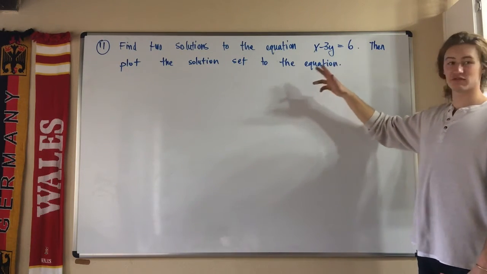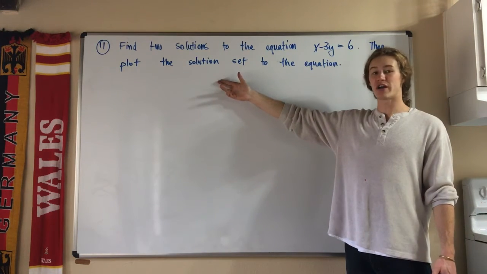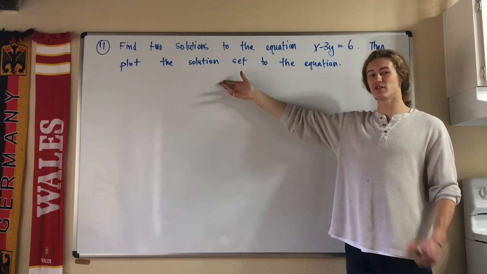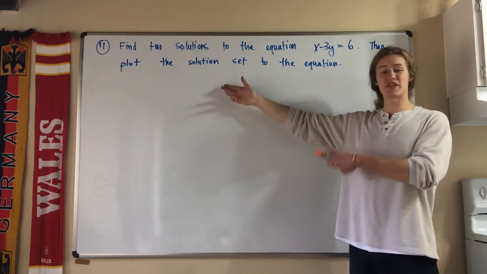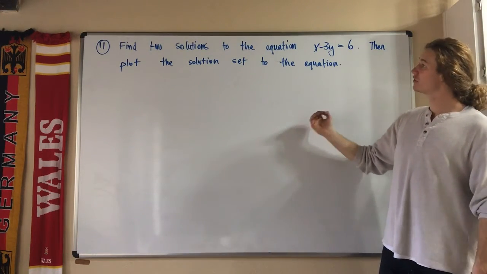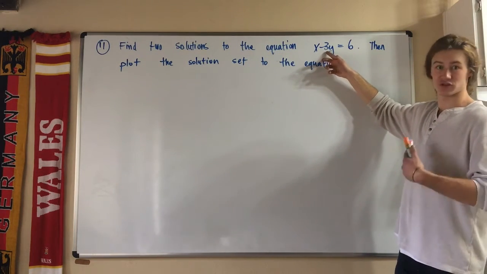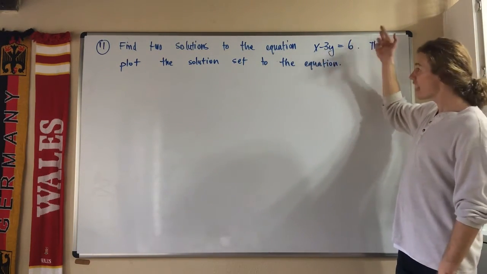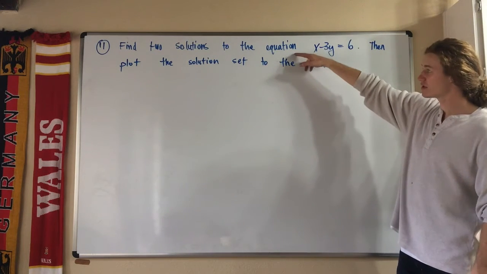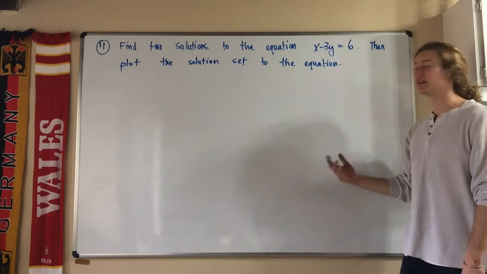We know that this solution set, this infinite set of ordered pairs, can be plotted. And when we plot this solution set, those infinite number of ordered pairs represent an infinite number of points that make a line on a graph. So what we're going to do here is find two solutions first by choosing an x and finding a y, or choosing a y and finding an x. And then we're going to plot the points that correspond to those solutions, and then finally plot a line through those points.